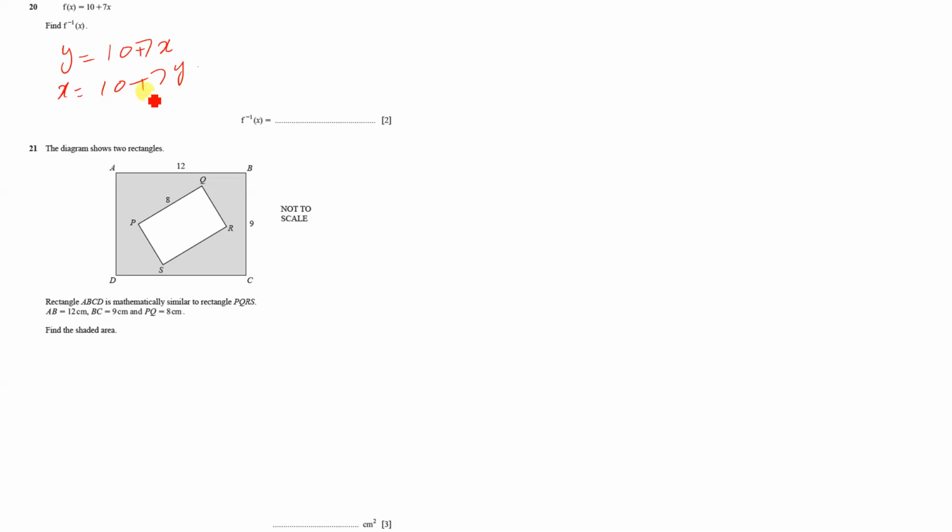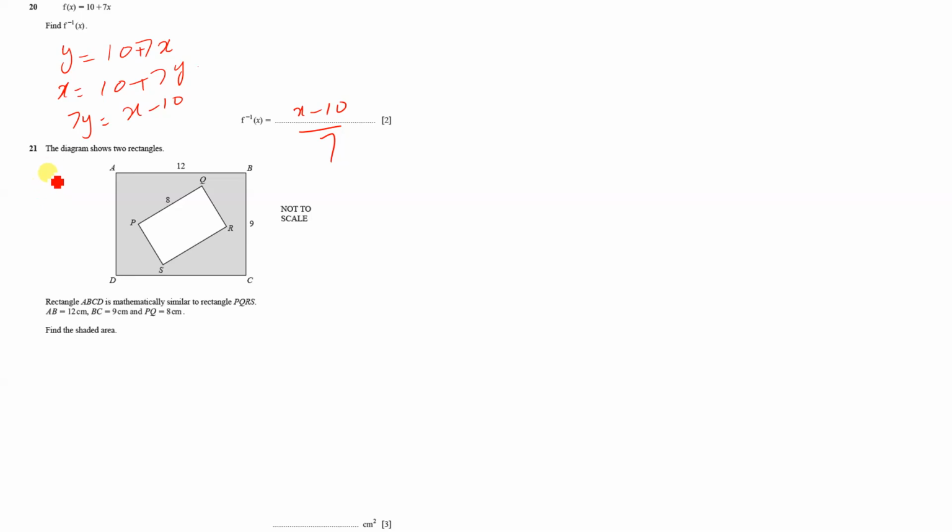So make y the subject in this new equation. 7y is equal to x minus 10. So y is (x minus 10) divided by 7. So (x minus 10) divided by 7 is f inverse of x.